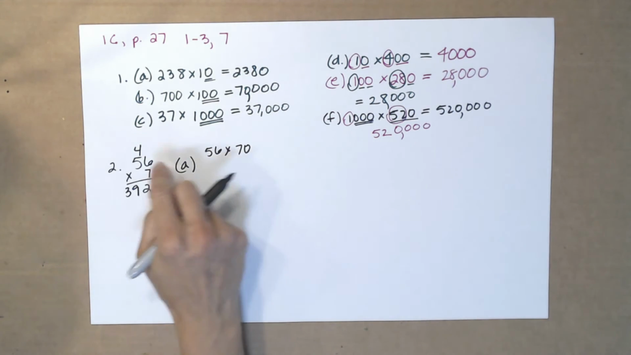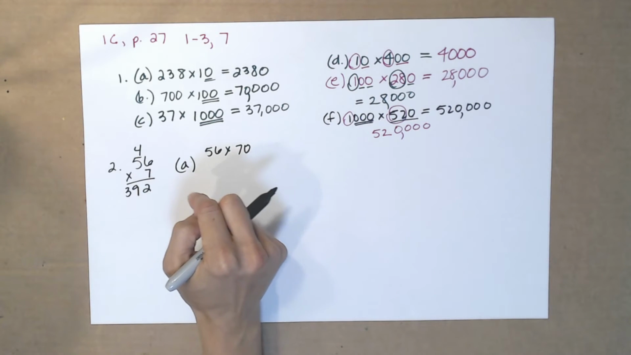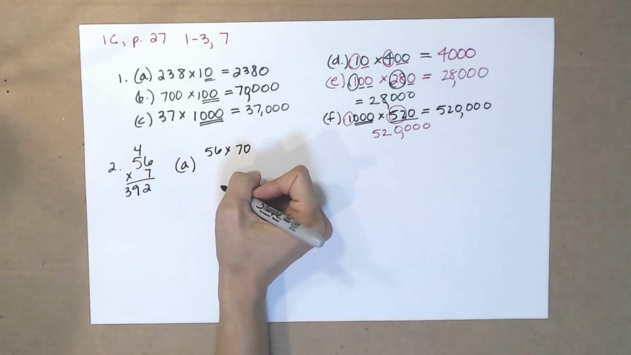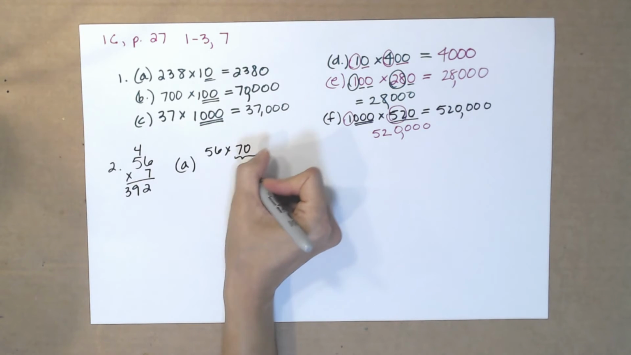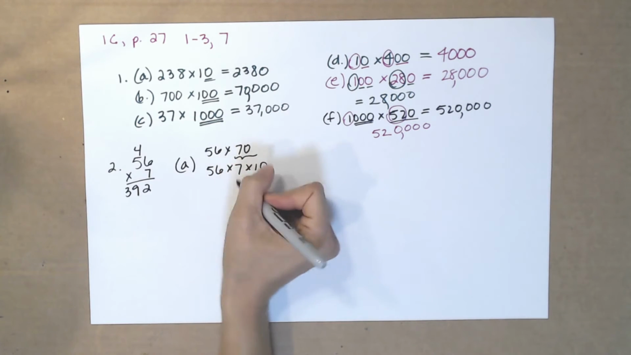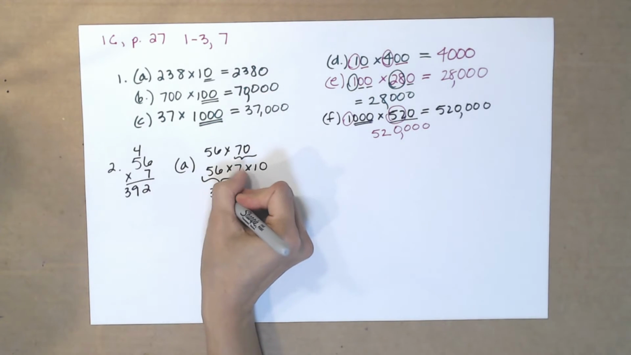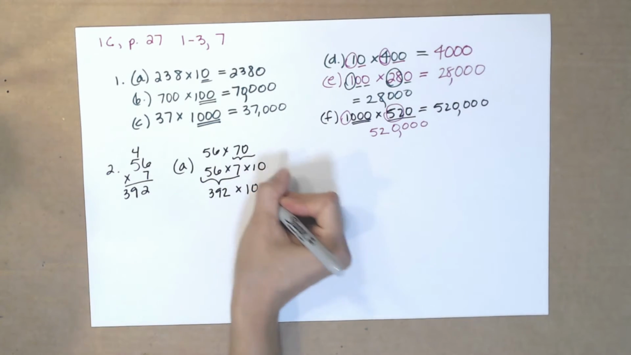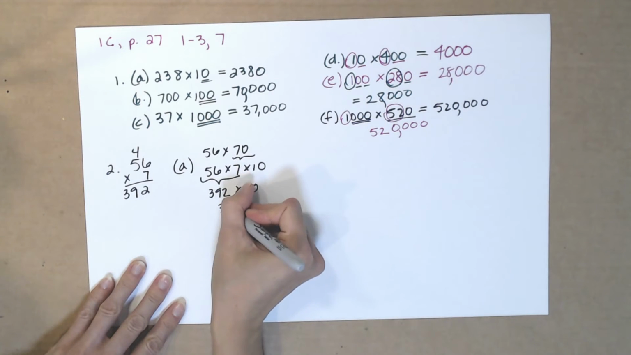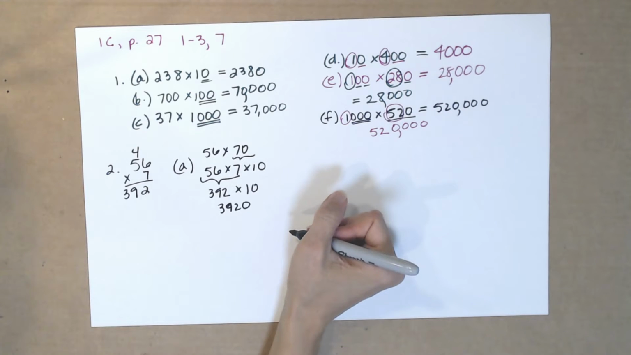So if 56 times 7 is 392, then 56 times 70 would be 56 times 7 times 10, because 70 is 7 times 10. We already said that 56 times 7 is 392. So now we just need to multiply our answer by 10, which means we add a 0. So 3,920 would be the answer.